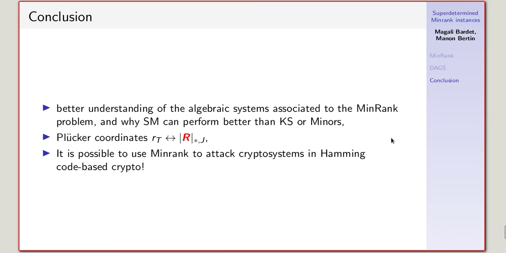To conclude, we now have a better understanding of the algebraic system associated to the MinRank problem, and we understand better why Support Minors performs better than Kipnis-Shamir or Minors modeling. In general, of course, you can find examples where it's not true, but for generic instances, it seems to be true. The use of Plücker coordinates is very important in the process, and I have shown you that it's possible to use MinRank attacks in Hamming code-based crypto.